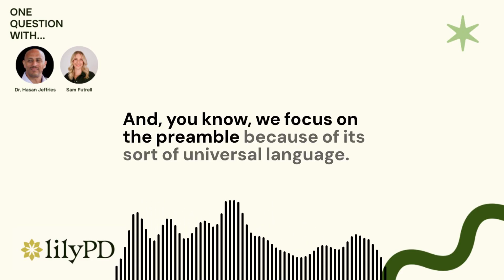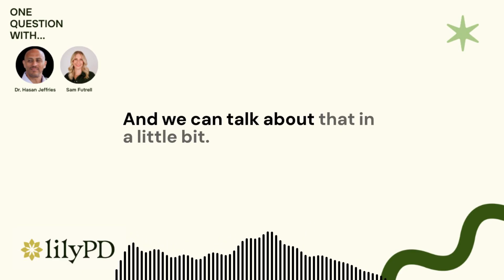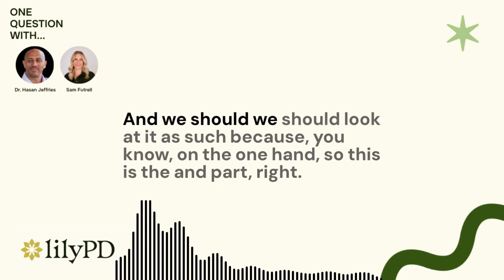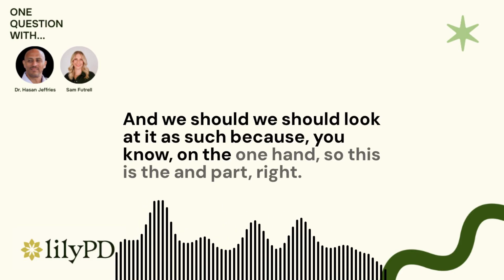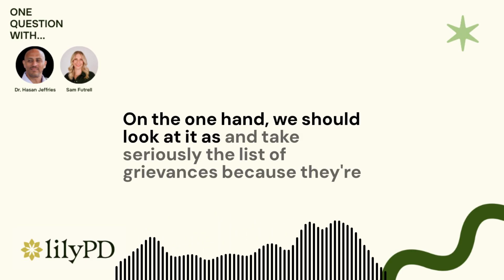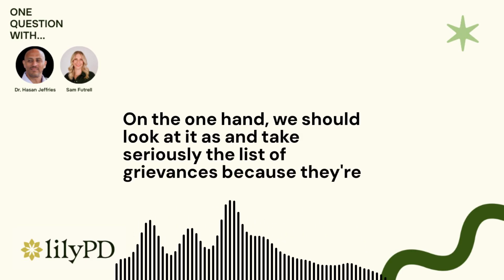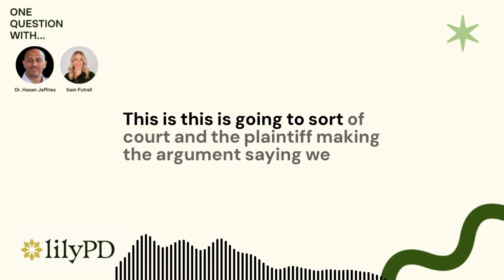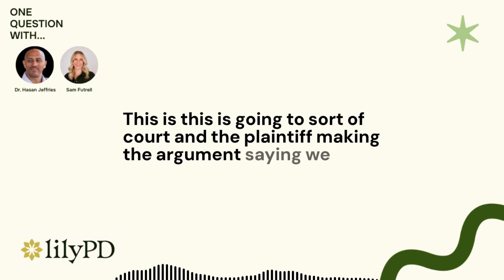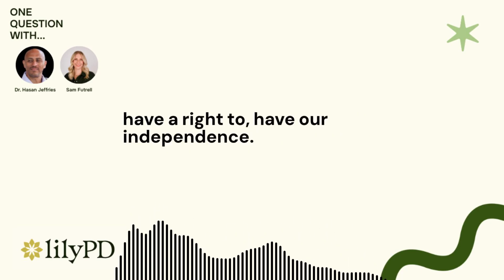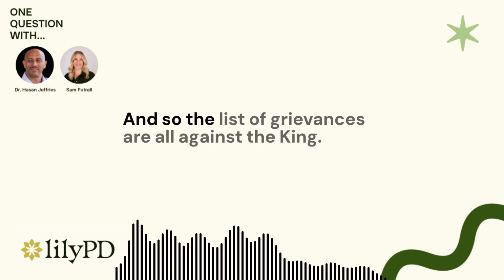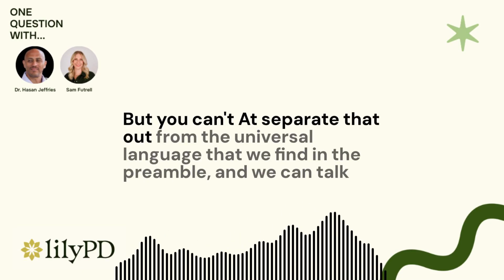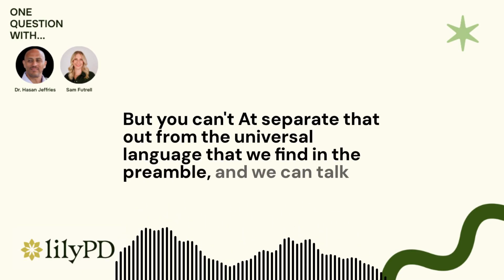And we focus on the preamble because of its universal language, and we can talk about that in a little bit. The grievances make it that practical political document, and we should look at it as such because on the one hand, so this is the and part, right? On the one hand, we should take seriously the list of grievances because they're making the case, right? Again, this is a declaration, not a petition. This is going to court and the plaintiff making the argument, saying we have a right to have our independence, and these are the reasons why. And so the list of grievances are all against the king, but you can't separate that out from the universal language that we find in the preamble, and we could talk about that in a second.